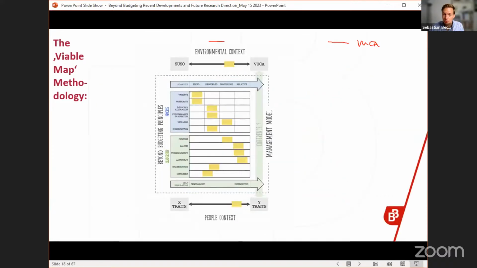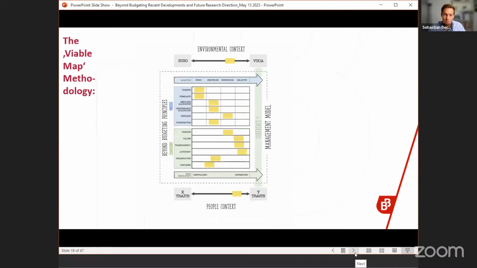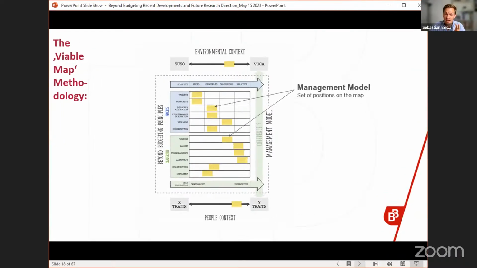Now, in the book, of course, that we published, this looks a bit prettier. So this is the viable map that you see right here. But same content, of course. So you see the management model is basically the set of positions on this map, wherever you are on these 12 principles. Now, budgeting or traditional budgeting with its command and control culture on this map is basically on the very left in the column, fixed for management processes and centralized for leadership principles.